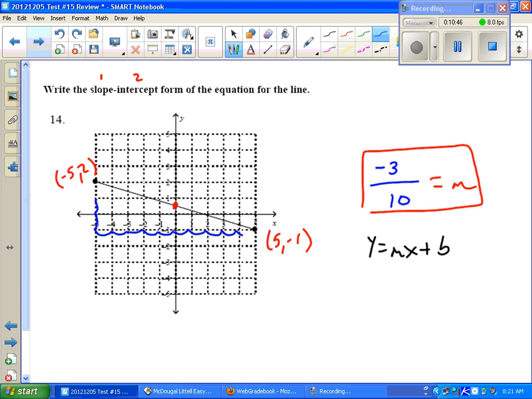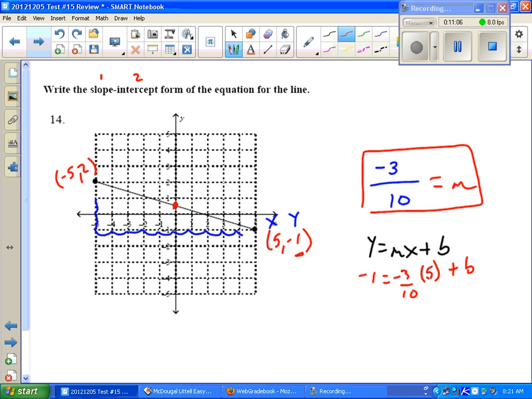We'll use this one right here since it's closer. We'll call this x and this y. We'll plug in our values in order to find b. Y's value is here, negative 1, equals, we just found our slope as negative 3 over 10. And then our x value will be 5. So that's plus b. That's what we're looking for.